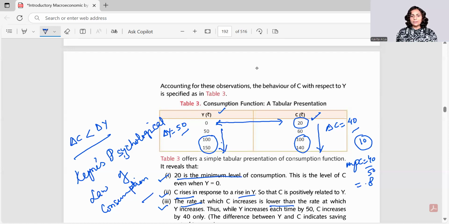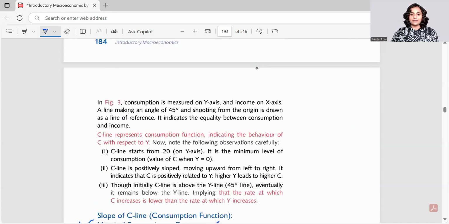So for this whole table, my MPC would begin from here, because the first value of M can never be defined. We have very well read in our previous classes that marginal means change. And for change, we need to have the previous level. So as we are not given any level before 0, we cannot define marginal at the initial value. So here it is 0.8, 0.8 and 0.8. So MPC is nothing but the rate of change of consumption with respect to additional income.